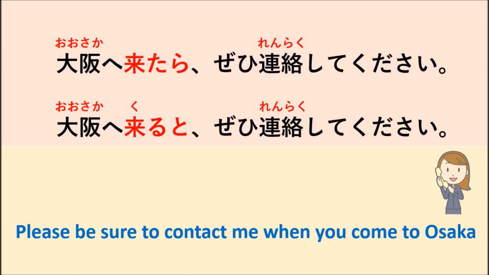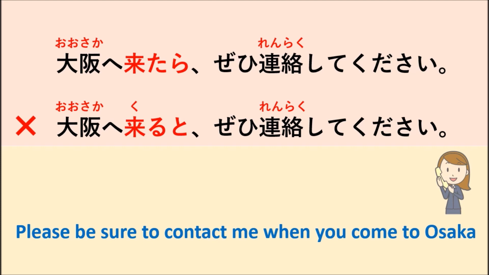It means, please be sure to contact me when you come to Osaka. You cannot use the second sentence in Japanese grammar. Why not? Let's see the rule together and I will explain. For the first sentence, 大阪に来たらぜひ連絡してください, it means that when you come to Osaka, please contact me.